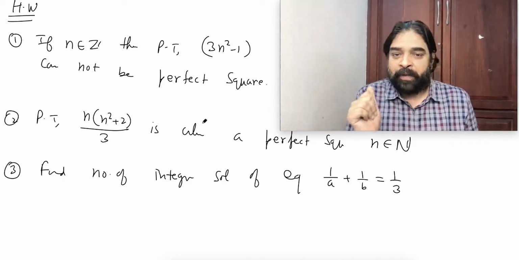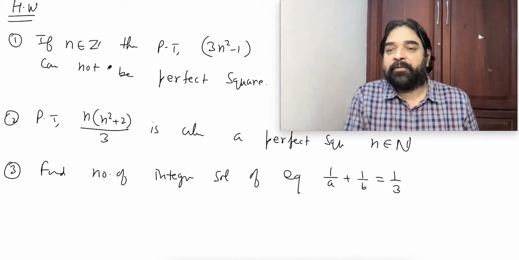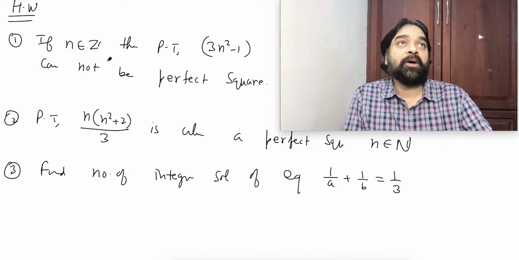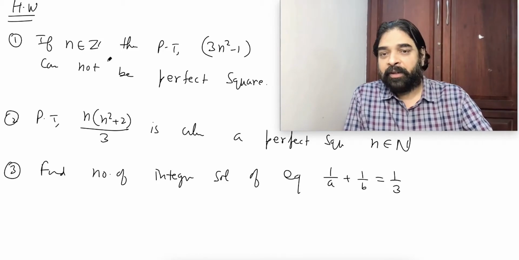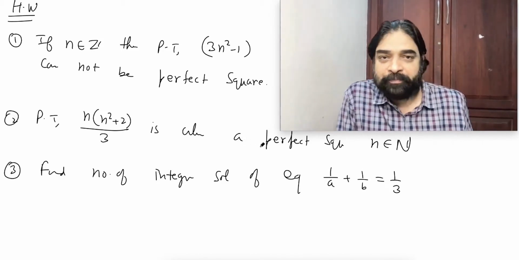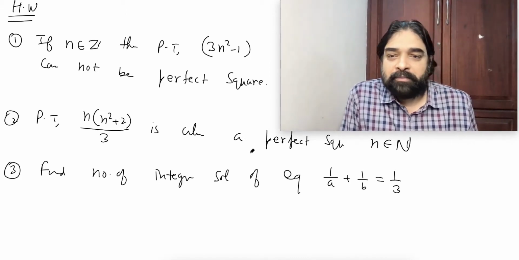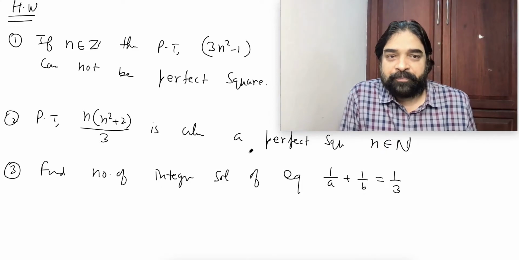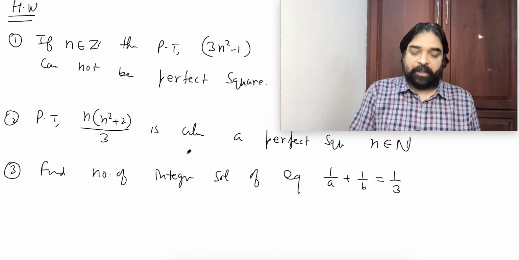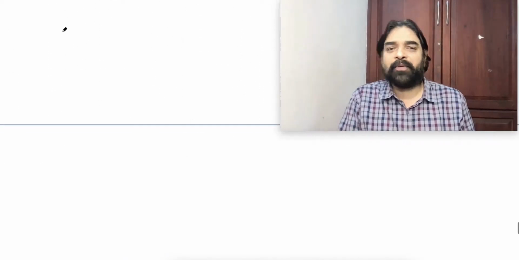Okay. So anyway, let's continue because we should not waste time. The first question is saying n belongs to integer. N belongs to integer, right? Prove that 3n square minus 1 cannot be a perfect square. I will try to solve it by different methods. Okay, let's see one by one. Each method we will try to explore. Very simple question. I hope all of you got it also.